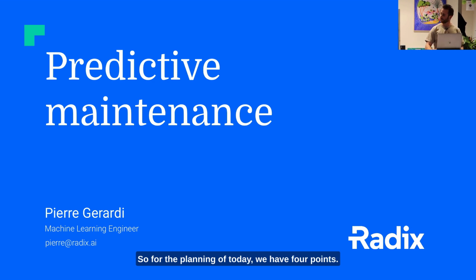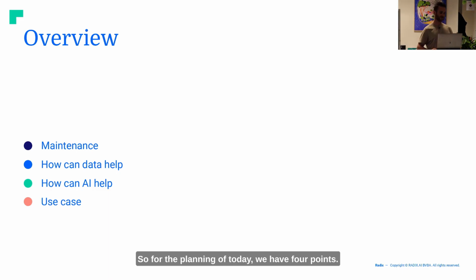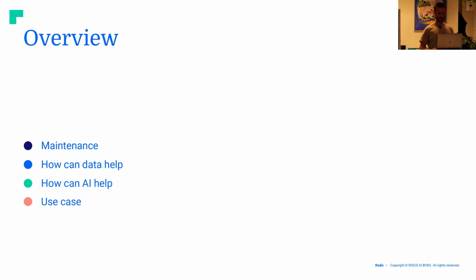So for the planning of today, we have 4 points. So the first point is what is maintenance? How can a good maintenance strategy improve your sustainability? Then how can data help with improving your maintenance strategy? And then also how can AI help with it? And then finally, to make it a bit more concrete, I will present a use case on how the optimal maintenance strategy should be implemented.